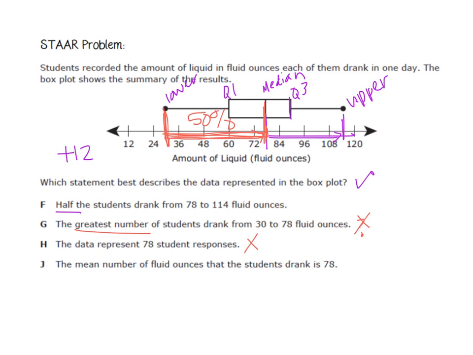The mean, remember, mean is the average number of fluid ounces the student drank is 78. Well, I don't know because I don't know each specific one. If you remember, the median is the physical center of the group. The mean is the digital center, when I actually do the average. So since I don't have specific points, I can't answer that one with the mean. So that one is not true. So we're going to stick with our first choice, F.